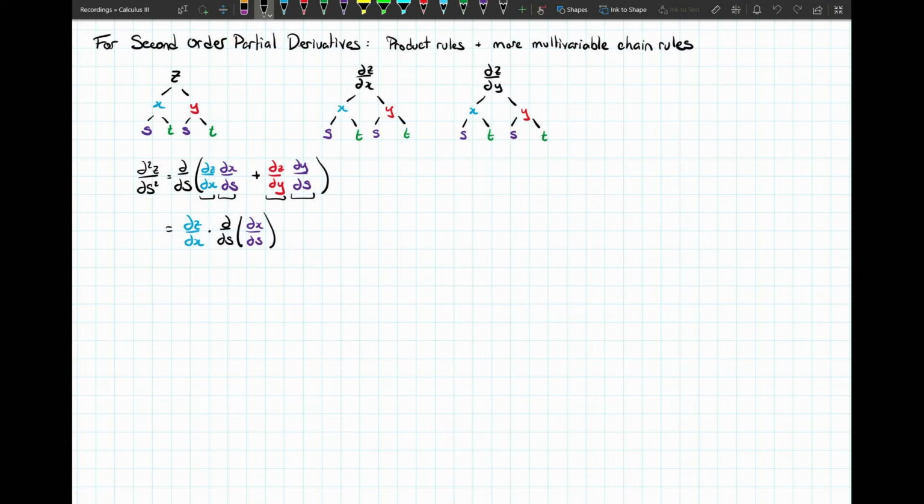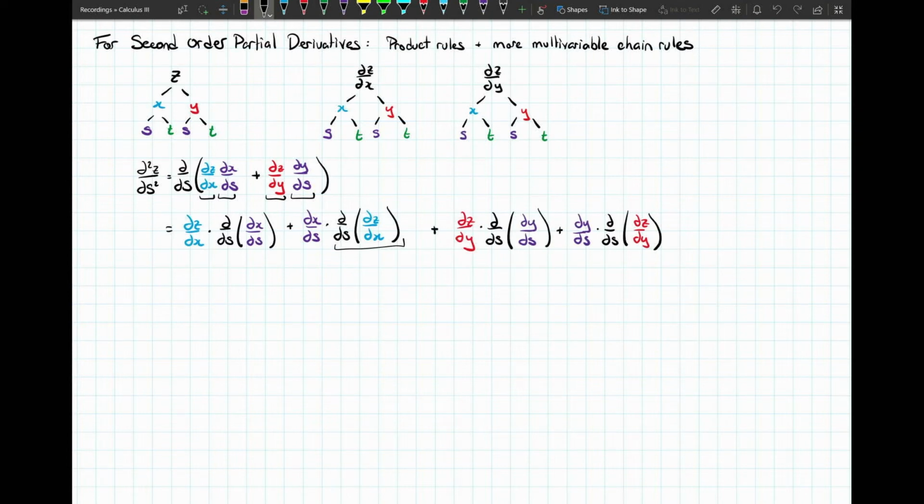And then we're going to leave del x by del s alone and take the derivative of del z by del x with respect to s. And here is where we're going to have to apply that multivariable chain rule again. Now, our second product is going to be very, very similar. We're going to be treating del z by del y as just sort of like a constant here and taking the derivative of del y by del s with respect to s again. And then we're going to be leaving del y by del s alone and taking the partial derivative of del z by del y with respect to s. And here is going to be another application of the multivariable chain rule.